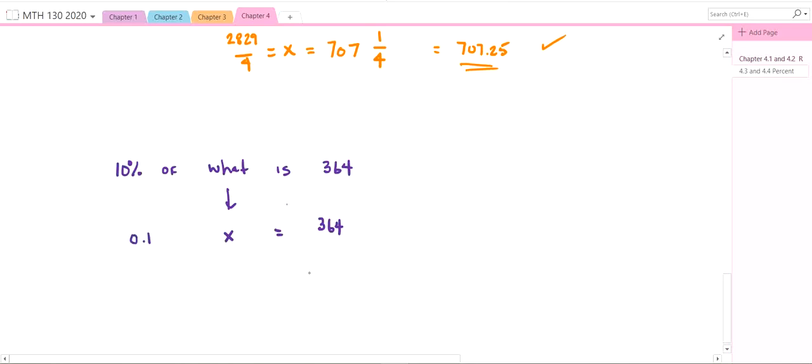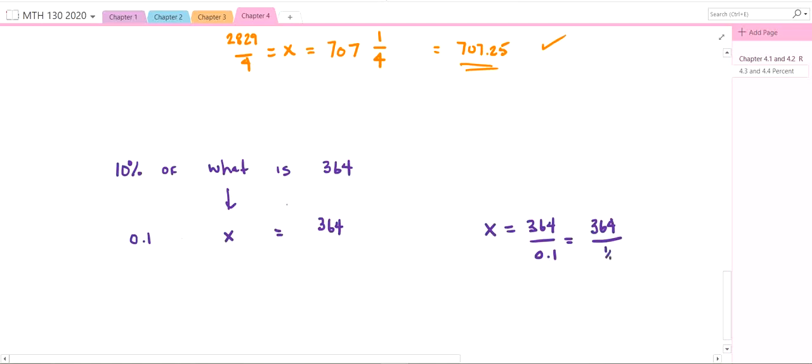So to solve this problem, then we just simply solve this algebraic problem. And I want to isolate the x on the left. So I have x equals 364 divided by 0.1. So that's the same thing as saying, oops, I'm not going to use the calculator in this. Let's just do this by hand. The same thing as saying 364 divided by 0.1.